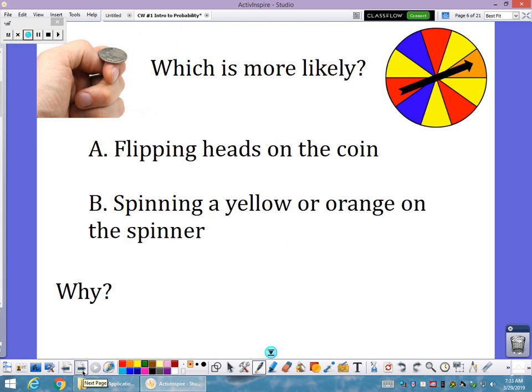What's the probability of flipping heads on the coin and spinning a yellow or orange on the spinner? You decide which is more likely, A or B.